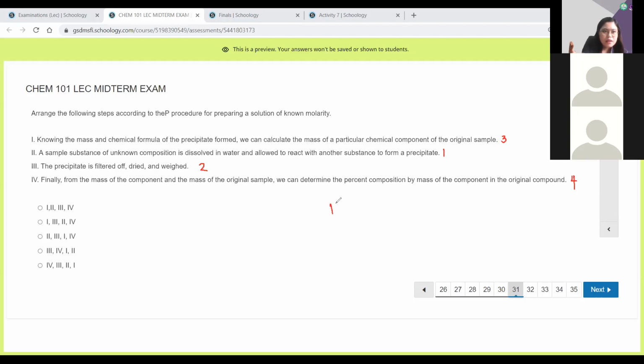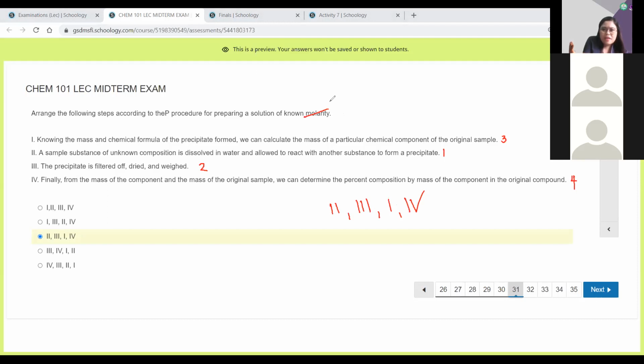It should be 2, 3, 1, and 4. Let's look at the choices. 2, 3, 1, and 4. Okay, alam, may problem tayo with the question. This should not be in molarity, right? Kasi the process is for the gravimetric analysis.